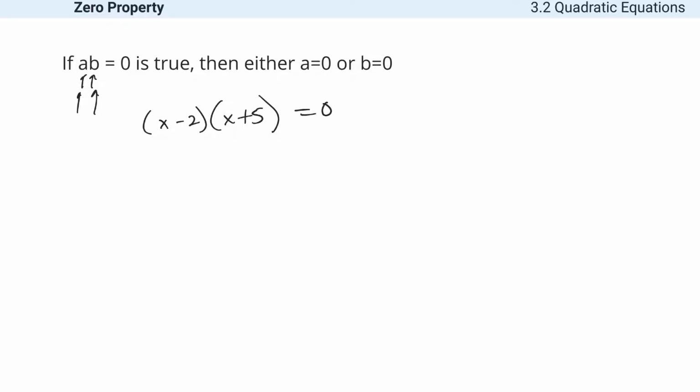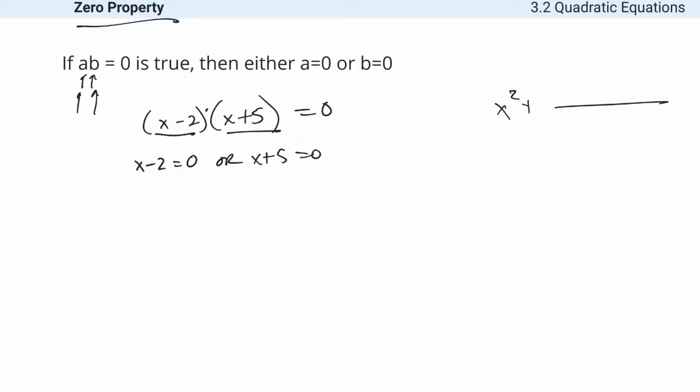So if I have x minus 2 times x plus 5 is equal to 0, if you were to FOIL that out, it would be an x squared plus something. Anyway, this is in factored form, but it's something times something equals 0. So the zero property or zero principle says, if this times this equals 0, then either x minus 2 is 0 or x plus 5 is 0.